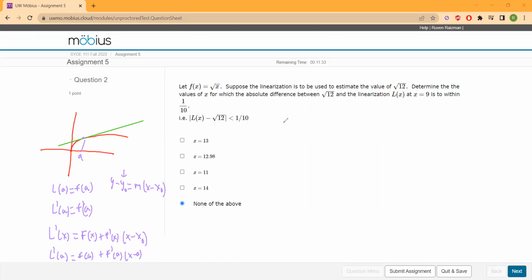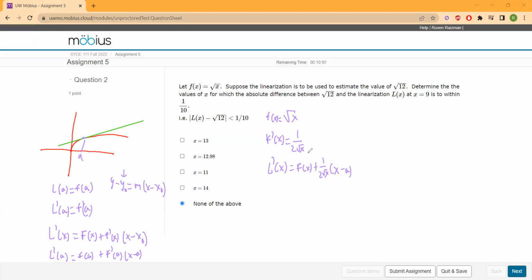So first we need to find L of x. To do that, first we're going to define the derivative of root of x. If f at x is equal to root of x, then f prime at x is equal to 1 over 2 root x. So it's going to be our derivative. Then we can get the equation of the line, L of x is equal to f at x plus 1 over 2 root x times x minus, where did it happen? So you can say x minus a.